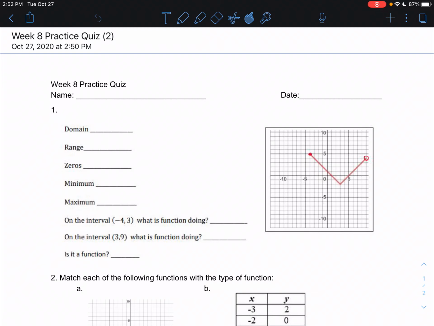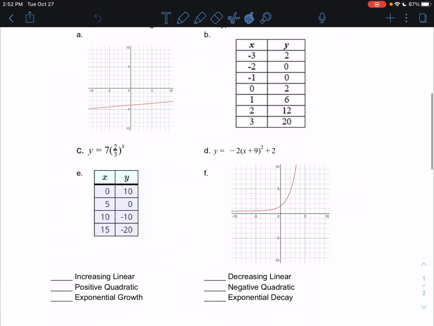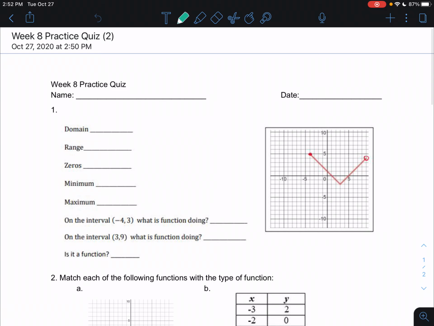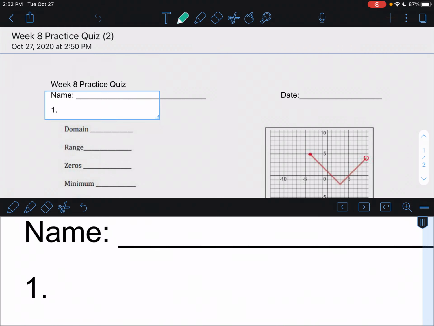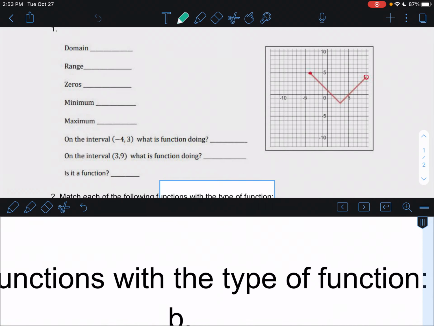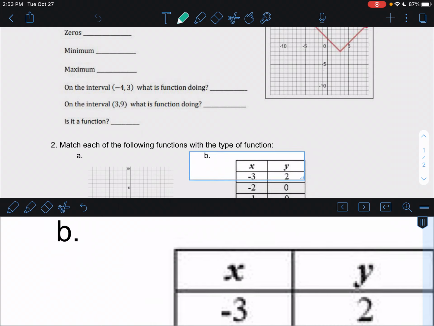Hello, Algebra. So this is today's practice quiz, and as always, tomorrow's actual quiz is going to look pretty similar. So let's take a look at it. As I said, we would be identifying features of graphs, as well as identifying the types of functions we're looking at.